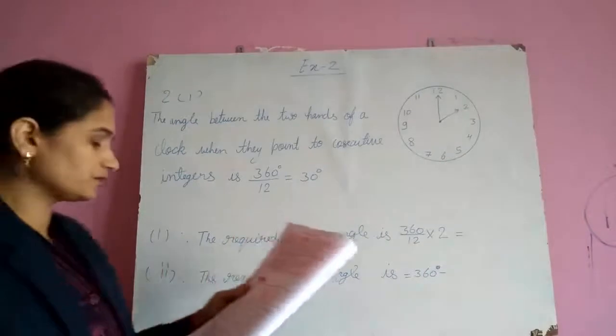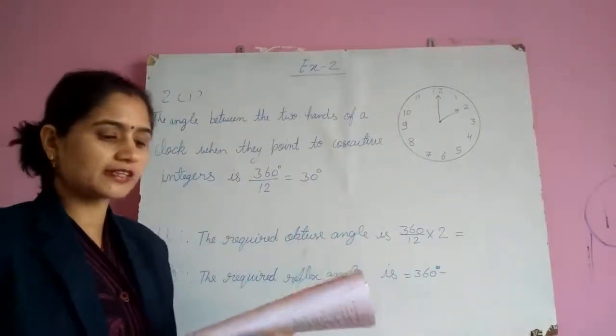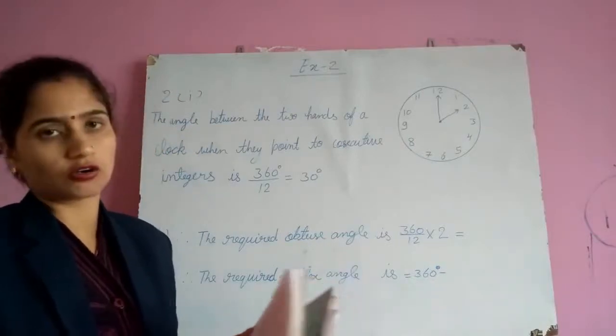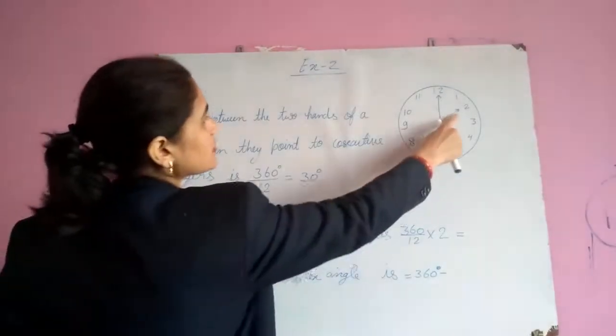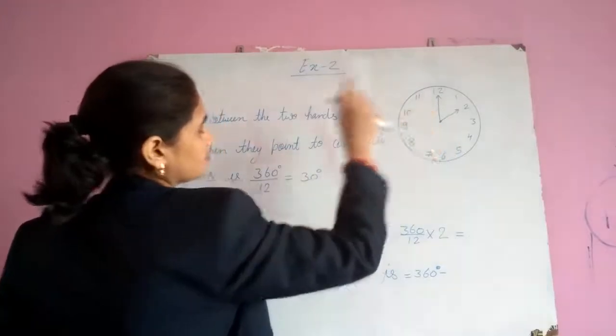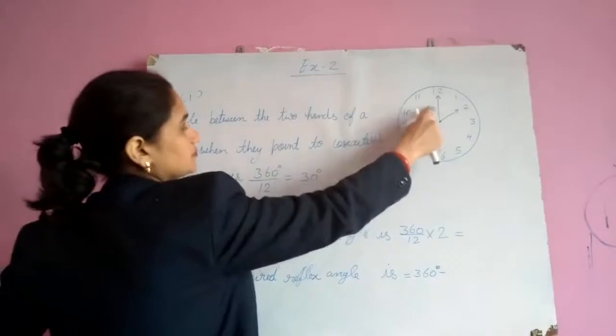Question number 2, first part. At 2 o'clock, what are the acute angle and the reflex angle between the minute and the hour hand of a clock? So, this is a watch. Here, this one is the minute hand and this is the hour hand.